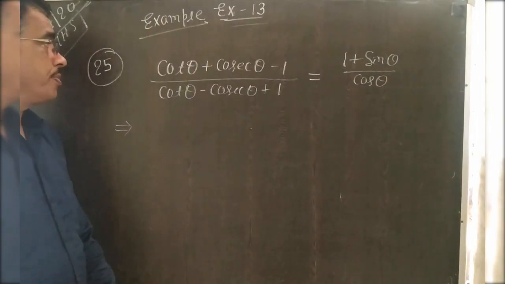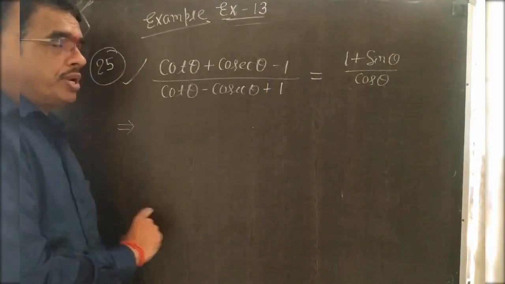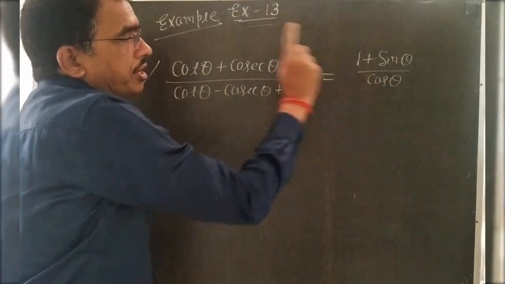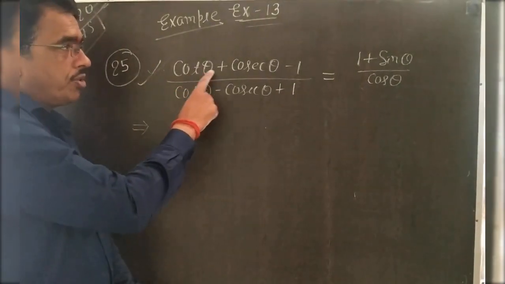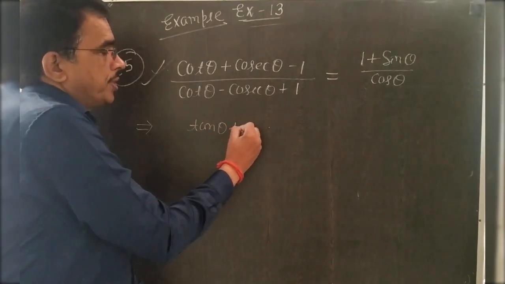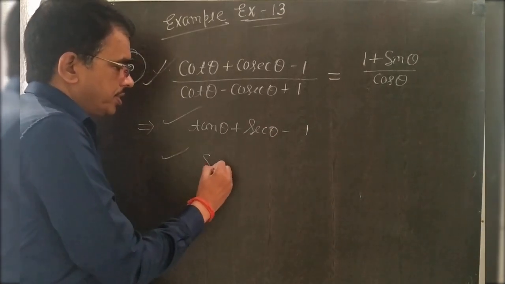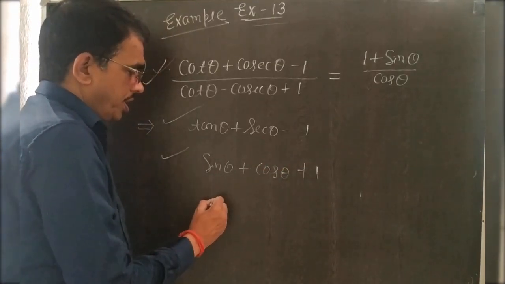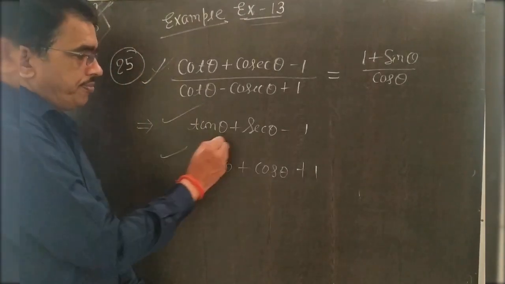Let's now see some important questions, that is question 25. Here is (cot theta plus cosec theta minus 1) over (cot theta minus cosec theta plus 1), and the RHS is (1 plus sin theta) over cos theta. This type of question has 4 types. First the cosec one, second the tan and sec one, and third the sin cos one, otherwise the cos sin one, etc. All types of questions are the same here.